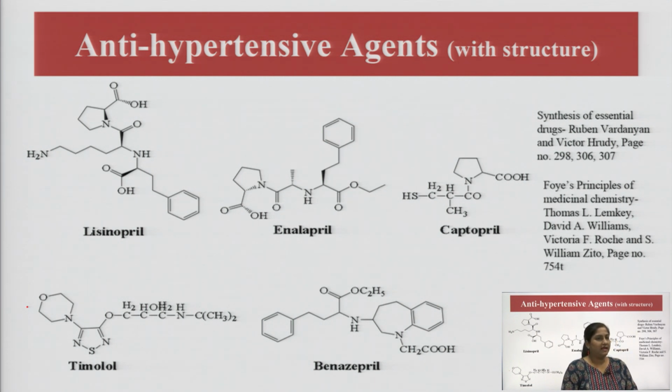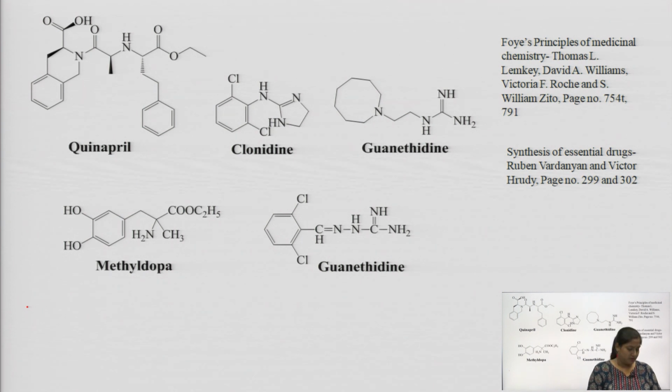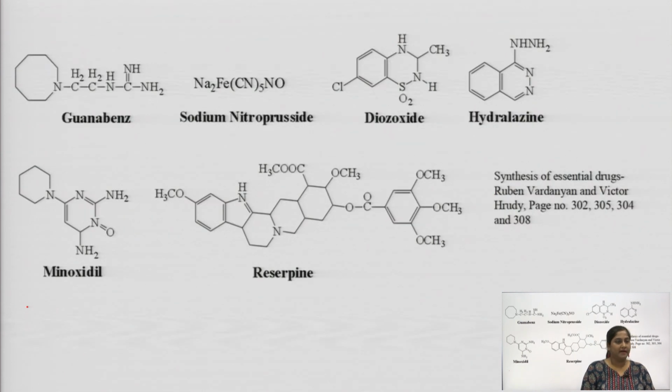So, the lisinopril, enalapril, captopril, timolol and benazepril. Then comes quinapril, clonidine, guanethidine, methyldopa and guanfacine. Sorry for the written mistake. Then comes guanabenz, sodium nitroprusside, diazoxide, hydralazine, minoxidil and reserpine. So, these are the drugs which we studied as antihypertensive agents.